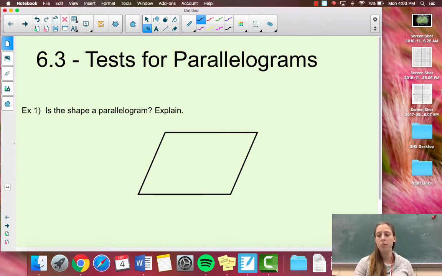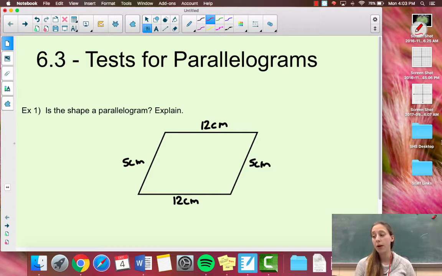So I'm just going to start off with a basic example and then we'll build from there. Here I have a quadrilateral, 4 sides, and it says, is this shape a parallelogram and explain? Let's say that I give you the measurements: 12 centimeters here and here, and then 5 centimeters on these 2 sides. So you have to think back to what we knew about parallelograms.